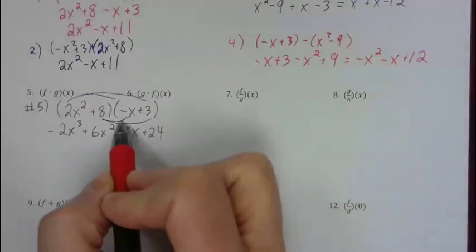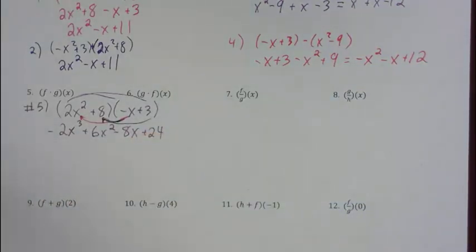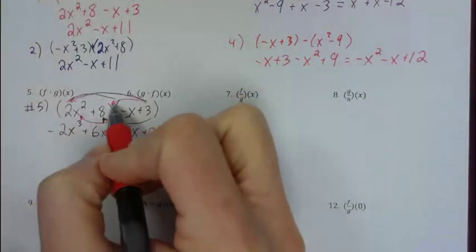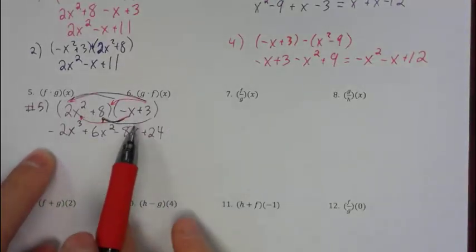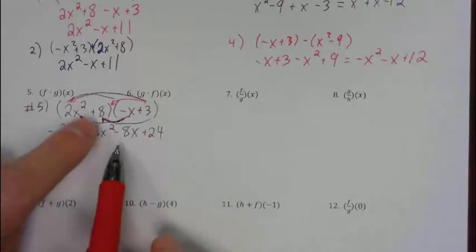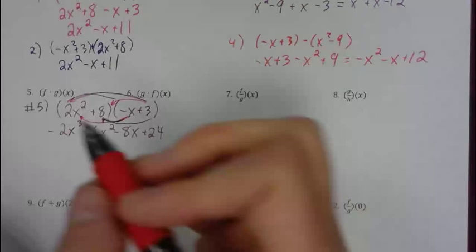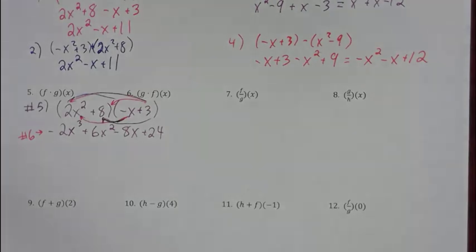I have negative x times both of them, negative x times 2x squared, and then I have 3 times 2x squared and 3 times 8. If I follow those arrows, I get the same order here, because I would have the negative 2x cubed, and then the negative 8x, the 6x squared, and the 24 again. So number 6 would be the same answer as well. That proves that multiplication works the same way backwards and forwards, just like we did with addition.